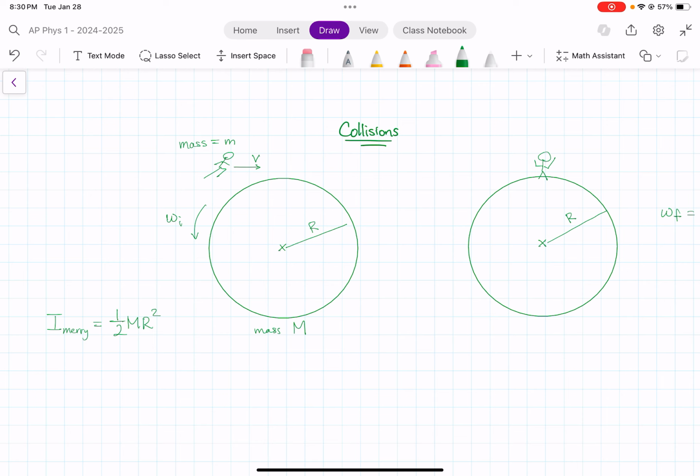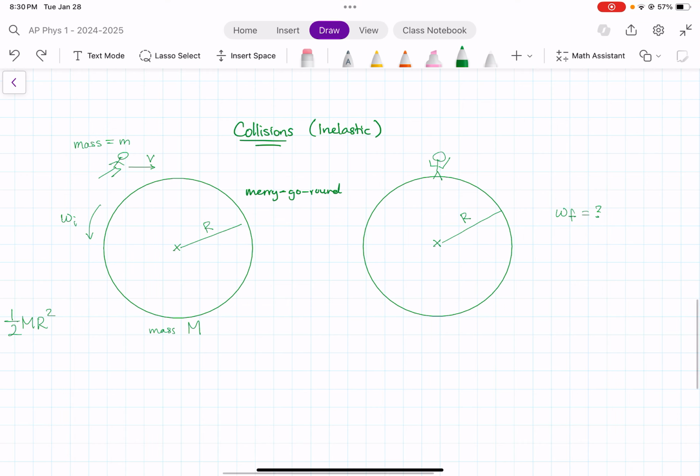Right, so this is an example of a kind of collision between two objects. In this case, we have what we would call an inelastic collision, right? So you're running towards this merry-go-round, which is already spinning, right? It's got some angular velocity.